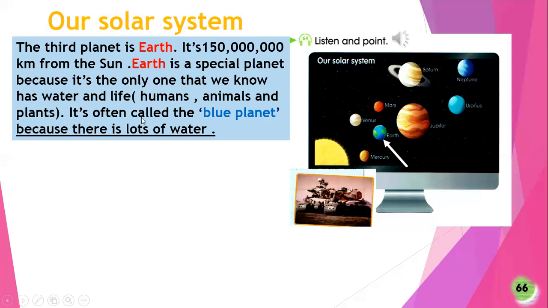It is often called the blue planet. Why do we call Earth the blue planet?